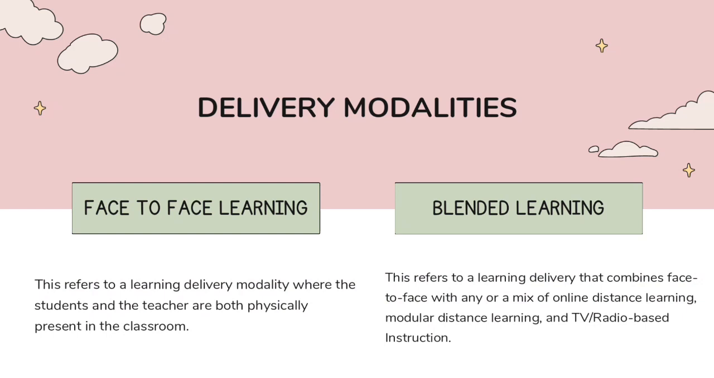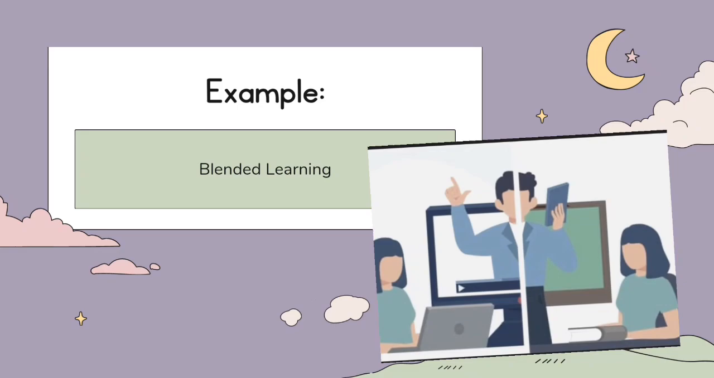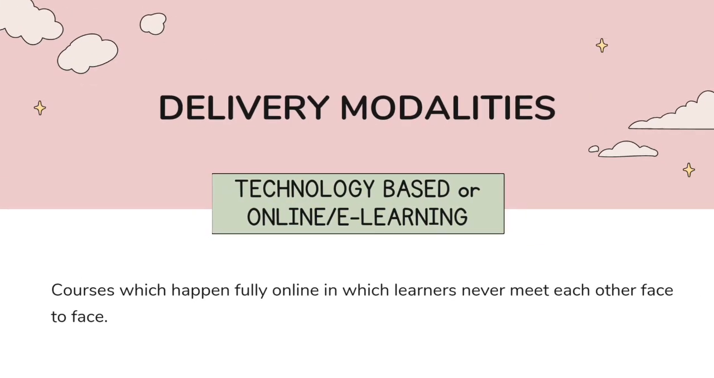First, we have face-to-face learning, in which the students and the teacher are both physically present in the classroom. Meanwhile, blended learning combines face-to-face with any or a mix of online distance learning. The following pictures are examples of face-to-face learning, and then the next one is an example of blended learning.